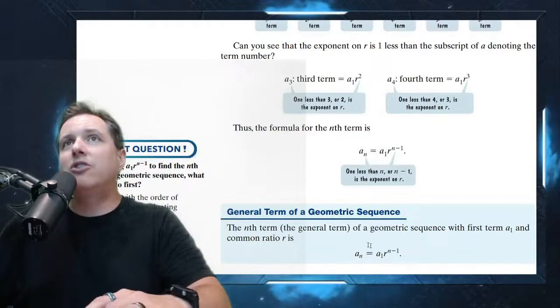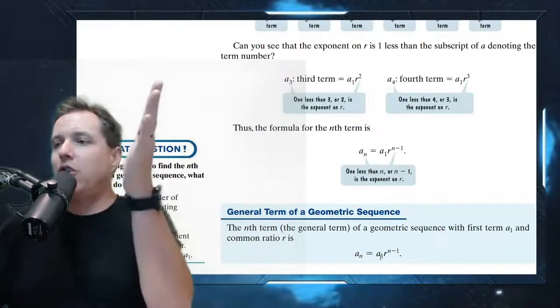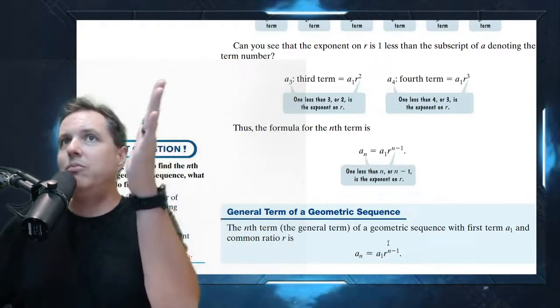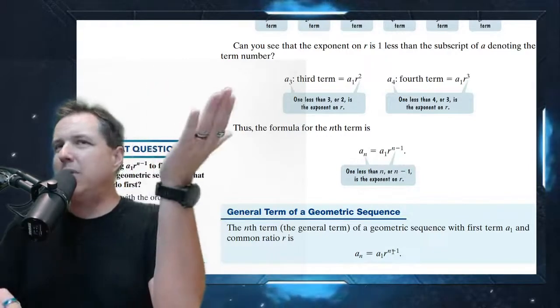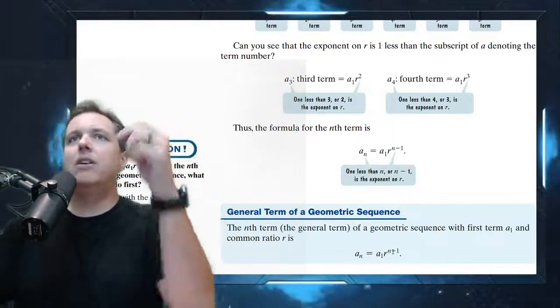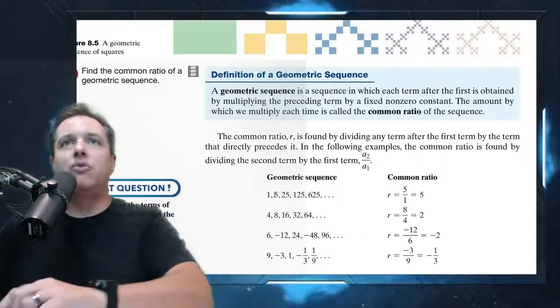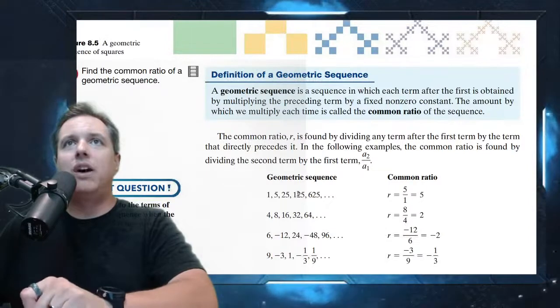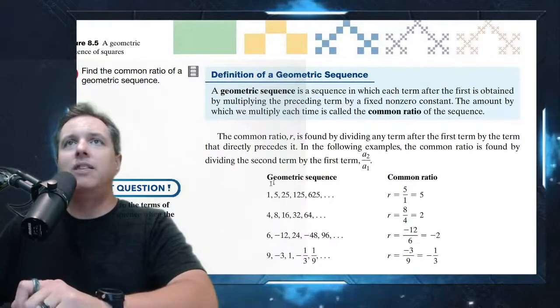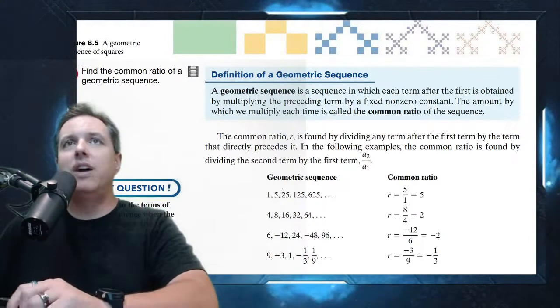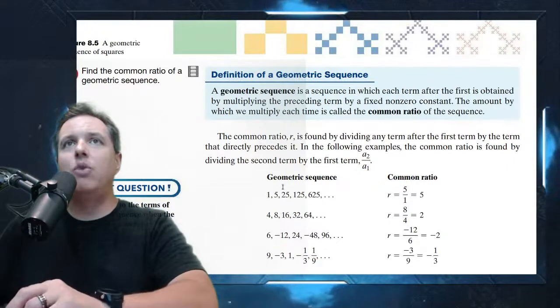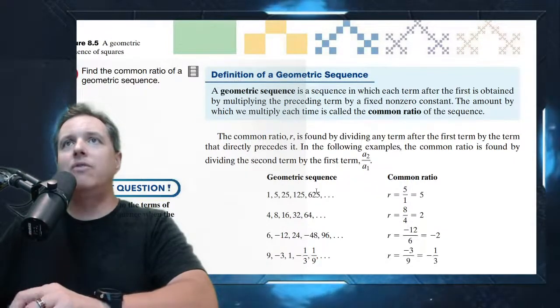a1, these things can start anywhere. Your first starting term does not have to be r. Sometimes people think it has to be like, say we started back here. See how this one we went 1, 5, 25, 125, 625. These are kind of like powers of 5, right? This is 5 to the 0, 5 to the 1, 5 squared, 5 cubed, 5 to the 4th.